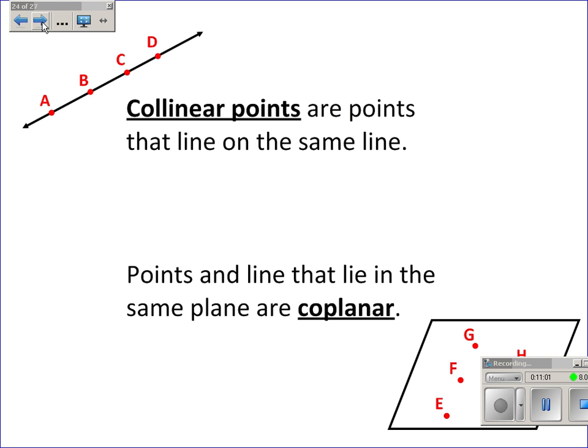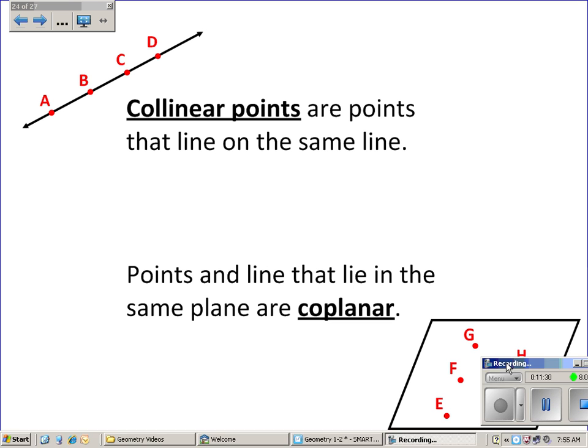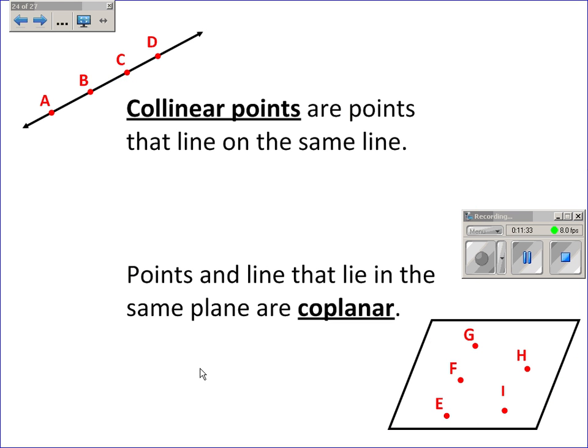A few other definitions to throw at you because they're related to all these ideas. Collinear points are points that are on the same line. Linear means line, and collinear means same line. So for example, points A, B, C, and D are all collinear because they're on the same line. Coplanar: points and lines and objects that are in the same plane are called coplanar.